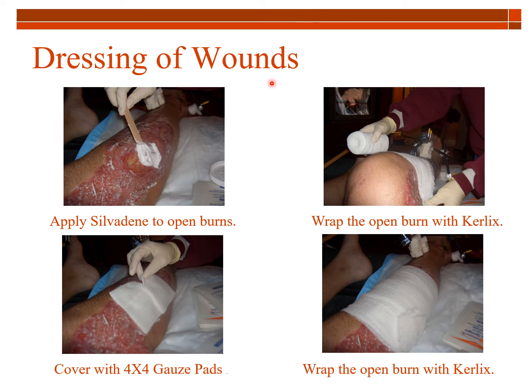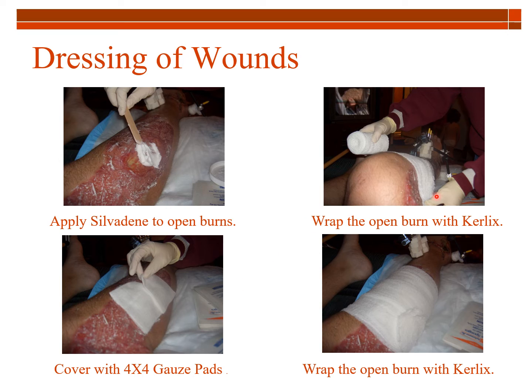Okay, let's go through a step-by-step of how we might dress a burn wound. And this would be the closed method. First we might apply the Silvadene cream to the wound very gently so as not to cause any further tissue trauma. And again, you should have sterile gloves on in this method of spreading the cream. And then cover it gently and lightly with 4x4 sterile gauzes.